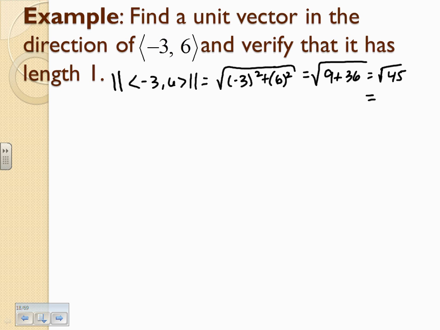Okay? So now if I want to find the unit vector, I'm going to take 1 over 3 radical 5 and distribute it into your vector. So you're basically dividing each component by its magnitude.